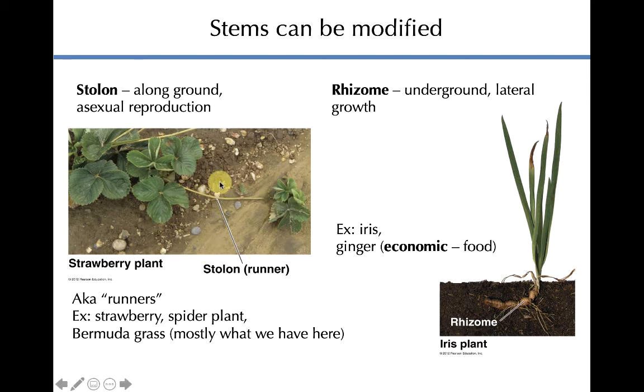So then the stolon could degenerate, and you'd actually have a whole new plant there. It would be a clone of the parent, but it would be its own new plant.